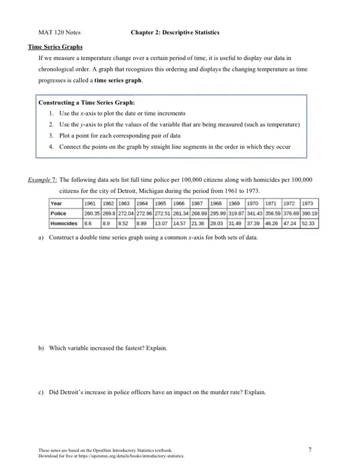Let's go to our next page for the time series graph. Taking a look at example 7, we'll see that we are given a table for the city of Detroit, Michigan during a certain time period with the number of homicides per 100,000 citizens and the number of full-time police officers per 100,000 citizens. Once again, let's start out making our x and y axis and labeling it.